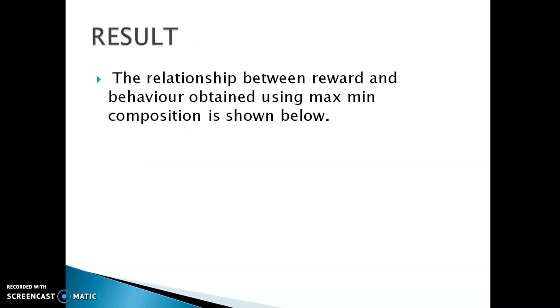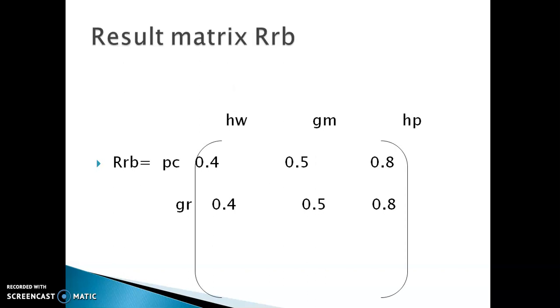So the resultant matrix, that is the relationship between reward and behavior obtained using max-min composition, has the first element as 0.4. Similarly, the other elements can also be calculated using max-min composition. The result shows that for these data at any rate, it is equally possible to receive a reward through public compliments as through a good raise, as we get the same membership functions in both the rows.